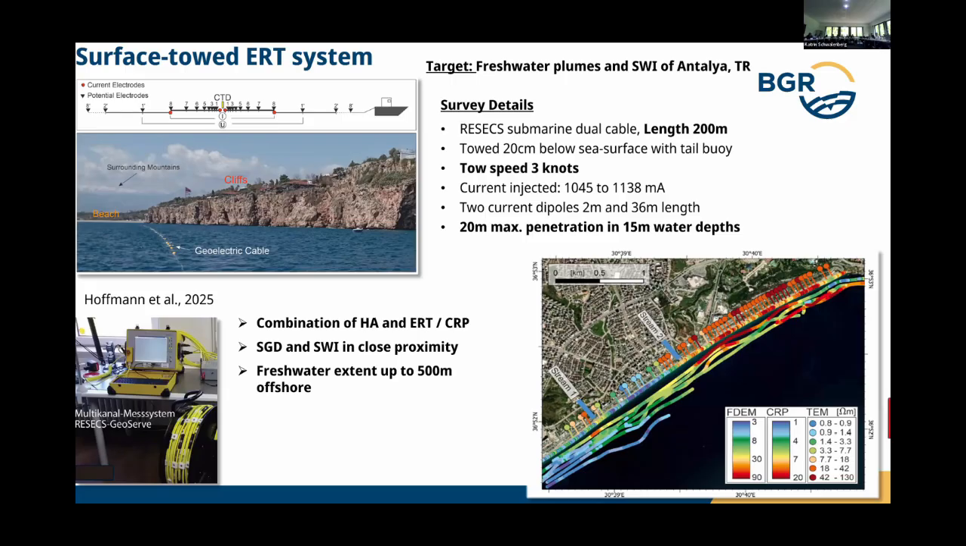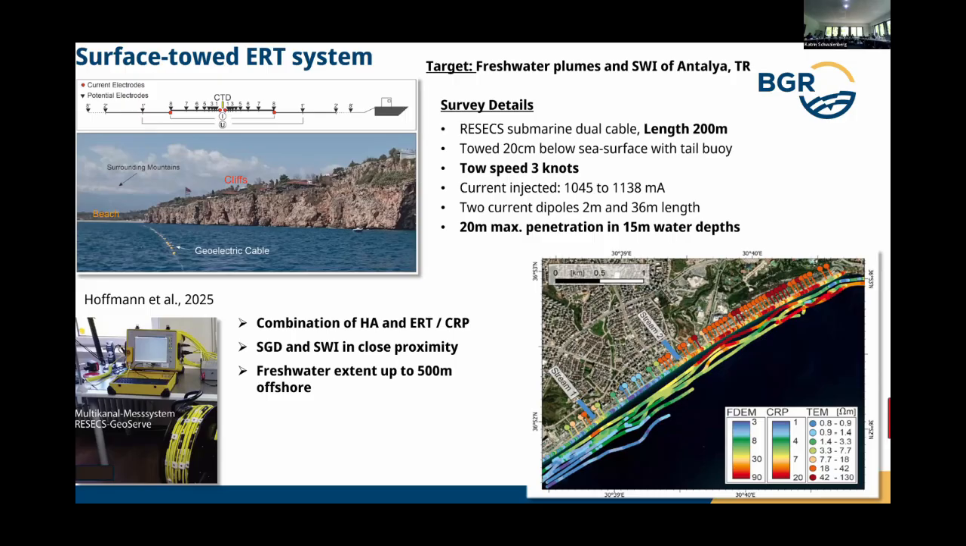But there are a number of different systems around, which are commercial suppliers like the Siscal system from Iris. So there are different suppliers for coastal ERT systems. In fact, it's a dual cable, which uses 2 different source dipole lengths to focus more on the shallow structure and deeper structure. It can be towed pretty fast.